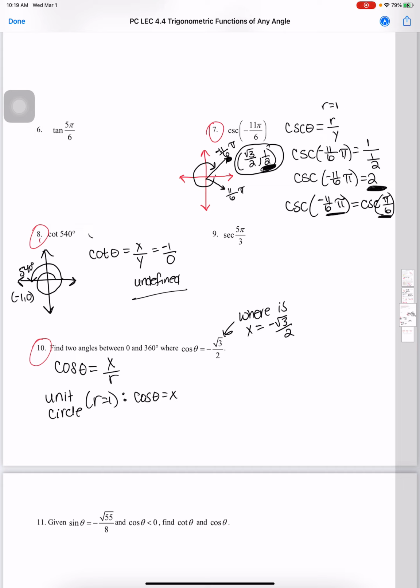So if I'm looking for where x is equal to negative square root of 3 over 2, if I look at my unit circle, I have that at 5/6 pi radians, and also at 7/6 pi radians. So that is in radians, but I could write this in degrees. That is the same thing. So I could write this as 150 degrees and 210 degrees.